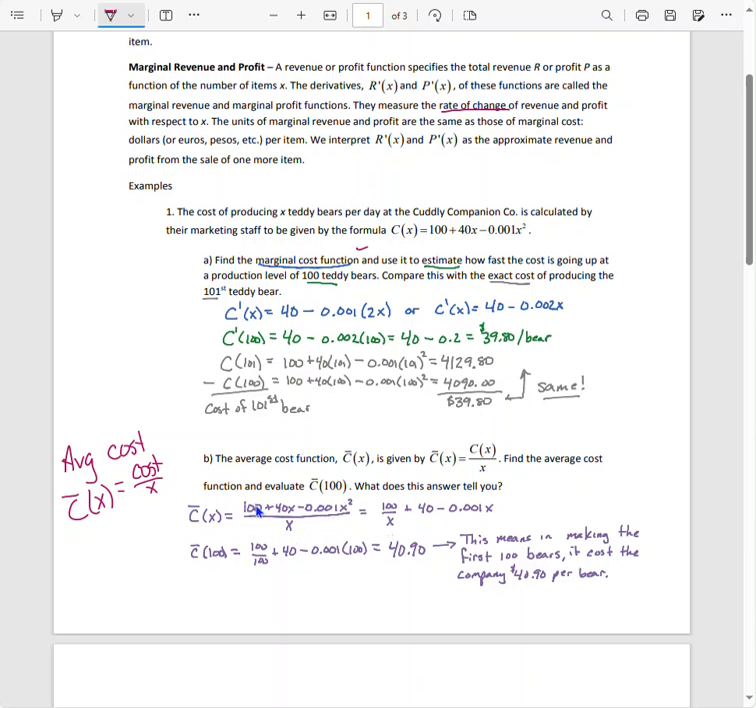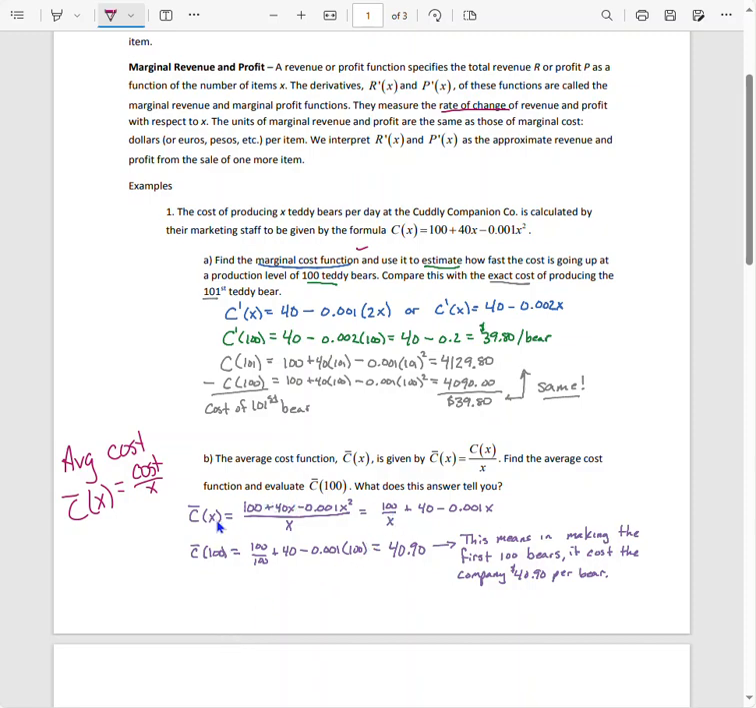I can separate these. 100 over x plus, all right, plus sign. 40x divided by x leaves me a 40, minus sign. 0.001 x squared divided by x leaves me with a single x. All right, so I separated. Instead of a common denominator, I used x in 3 different denominators and simplified individually.